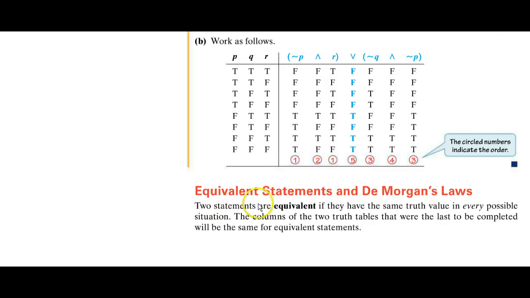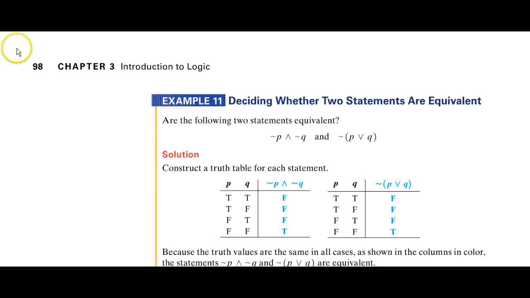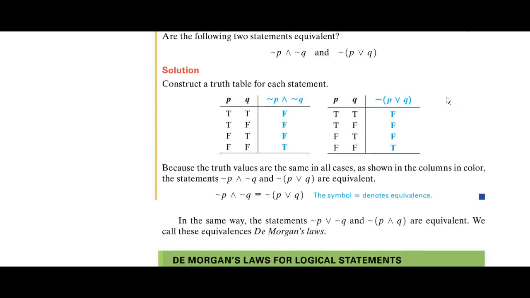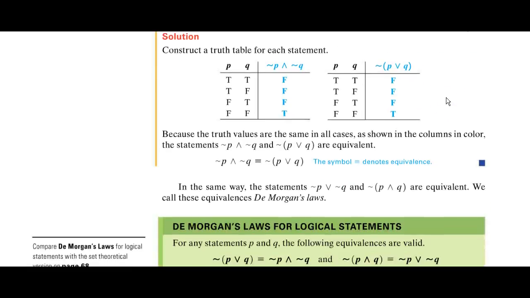Okay, evaluate statements and De Morgan's law. Now here we say 2 statements are equivalent if they have the same truth value in every possible situation. And they'll give us some here on the next page. We are going to decide whether or not 2 statements are equivalent. Are the following 2 statements equivalent? Well, we construct truth tables, and looking at this in our textbook, we say that they are equivalent.